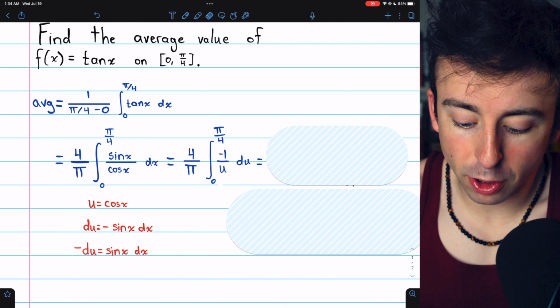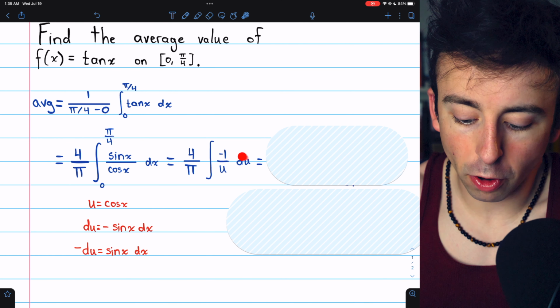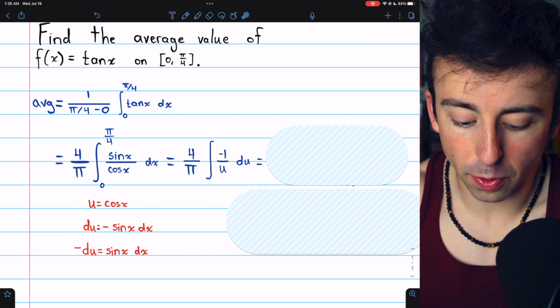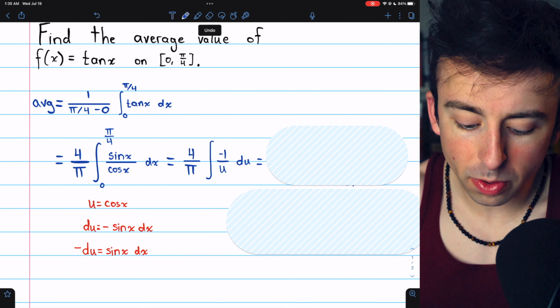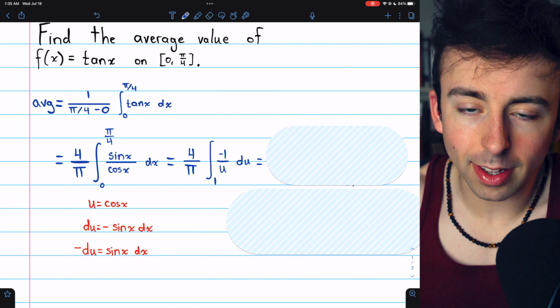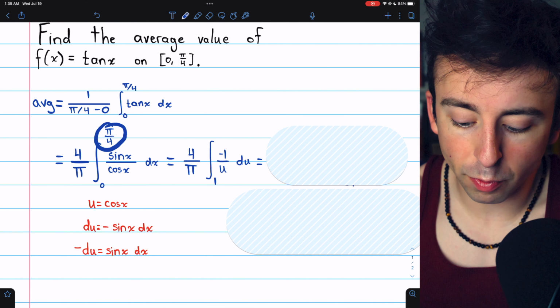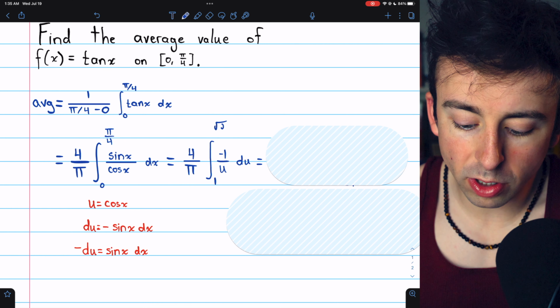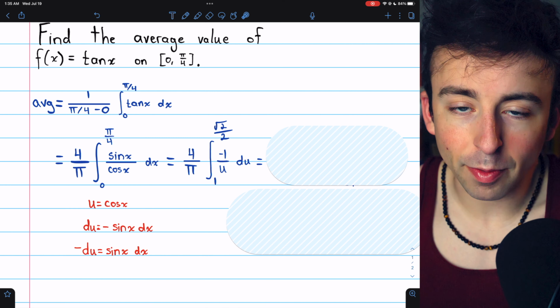We actually have to correct these bounds though, because now that we've written the integral in terms of u, we need to write the bounds in terms of u. If x starts at 0, then u, which is cosine x, starts at cosine 0, which is 1. And if x ends at pi over 4, then u ends at cosine of pi over 4, which is root 2 over 2. Now we just have to calculate this definite integral.